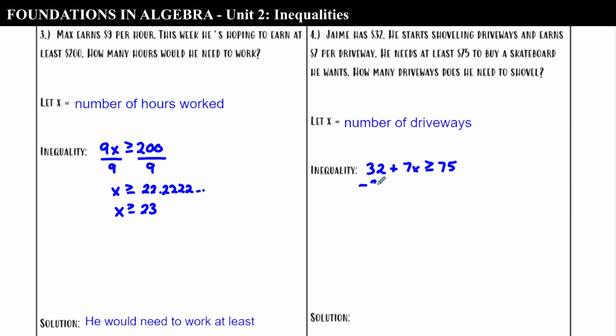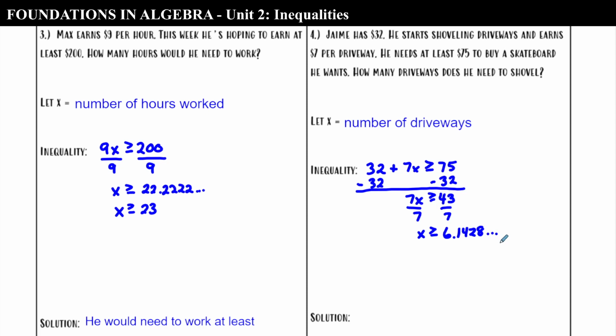So now we will solve this inequality by subtracting 32 from both sides. So that leaves us with 7x is greater than or equal to 43. We'll divide each side by 7. And when we do, we get x is greater than or equal to 6.1428, repeating. It doesn't really matter what these numbers are after the decimal. The point is we have a decimal, okay?